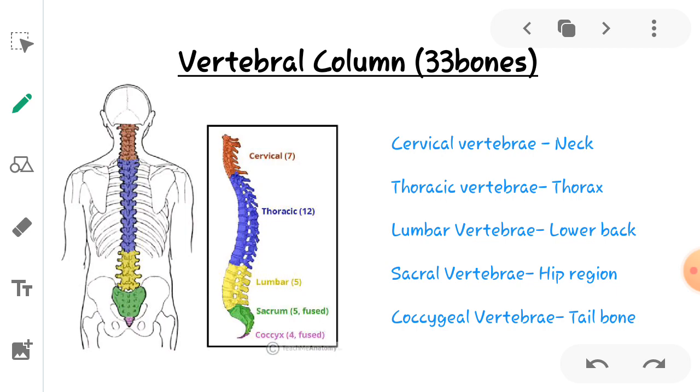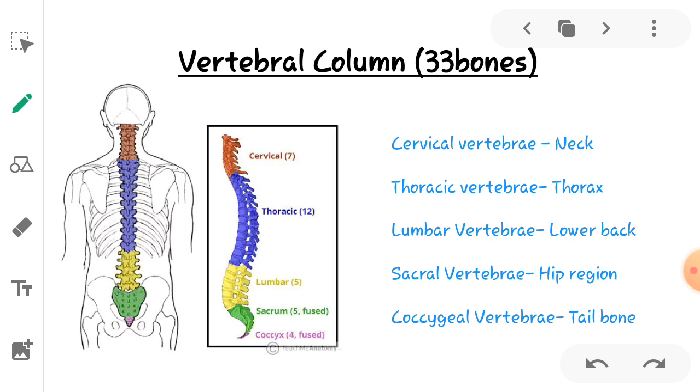Look at the box. First portion is cervical. It comprises of 7 cervical vertebrae. This area is present in your neck just below the skull. Second region is known as thoracic. It is made up of 12 thoracic vertebrae. This is present in the thorax region, the upper half of your back. Third region is lumbar. It is made up of 5 lumbar vertebrae, and this portion is present in the lower back.